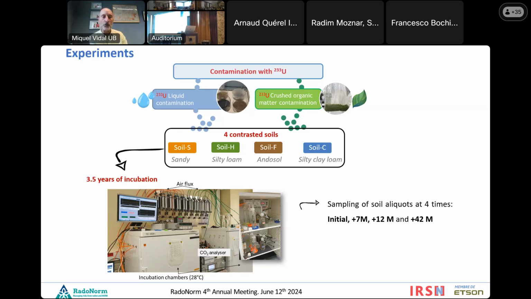So those soils have been incubated for more than 3.5 years, and samplings have been carried out at the initial time, after 7 months, after 12, and finally recently after 42 months. So soils have been incubated at around 28 degrees, and you may see it in the picture.